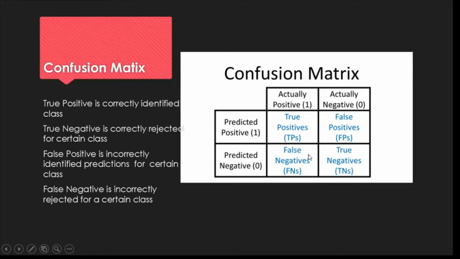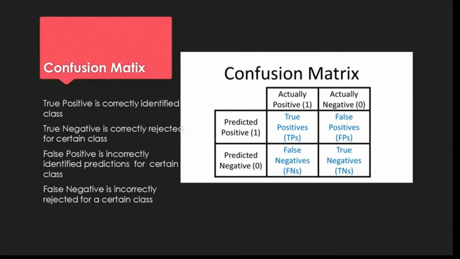Next, coming to false negative. Now this is incorrectly rejected for a certain class. My algorithm is incorrectly rejecting for a certain class. Next, I come to true negative. That means certain cases are correctly rejected for a certain class.